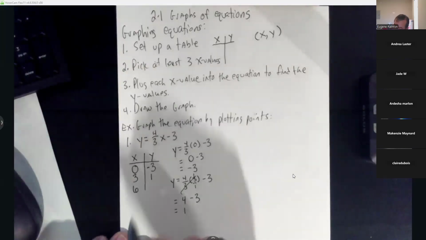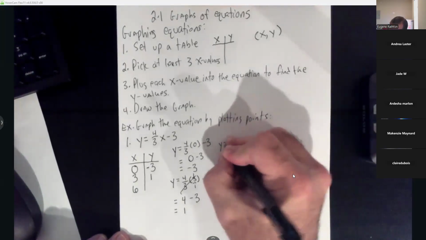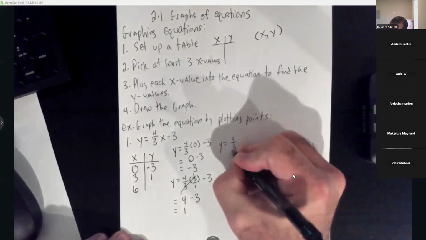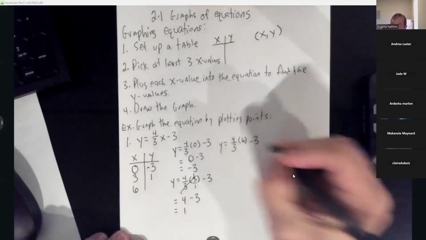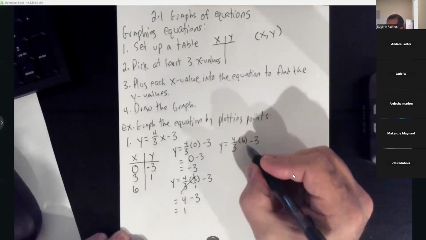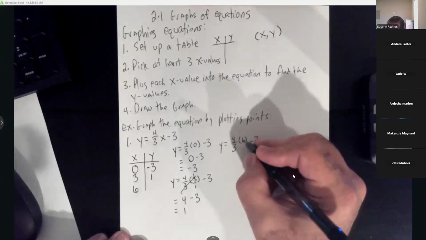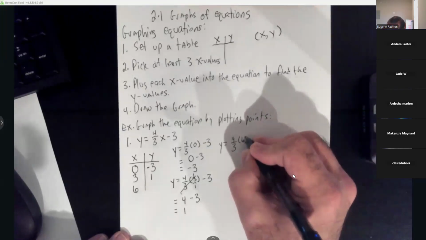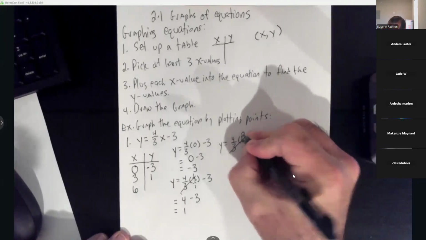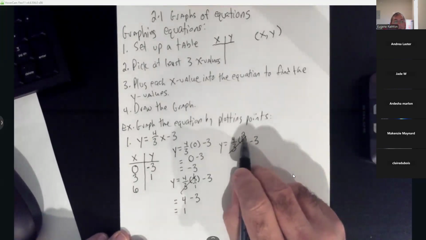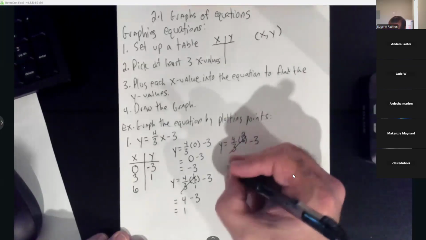Okay? So now let me show you what happens when I put a 6 in. I get y equals 4/3 times 6 minus 3. So treat that like it's a 6/1 still. But y'all notice here, if I take the 6 and divide by the 3, that actually gives me a 2 this time. So I'm just dividing them out. That's going to give me a 2.